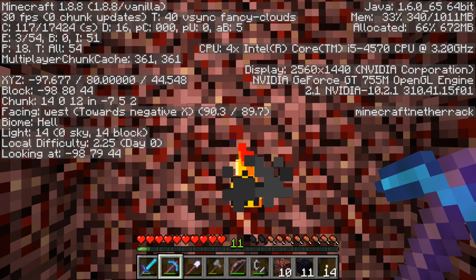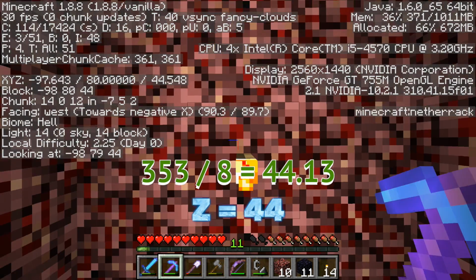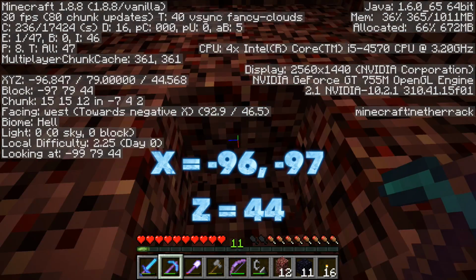And then our z-coordinate that we wrote down over there was 353. When we divide that by 8, we get 44.13. So z-coordinate of 44. So this is where that should be. So we're going to place our portal here.